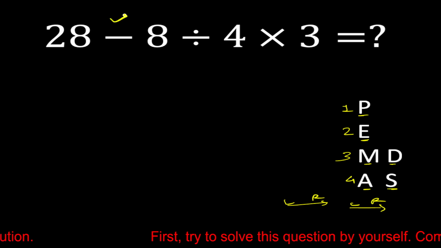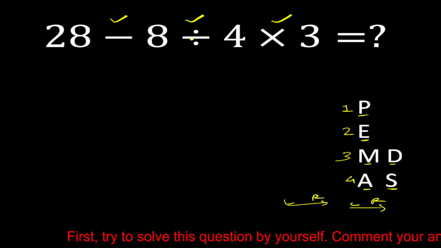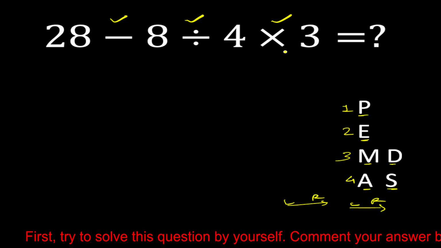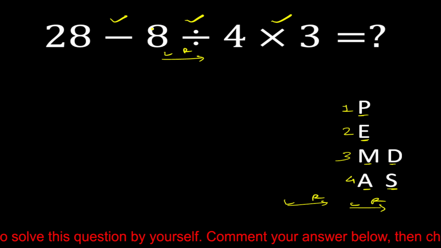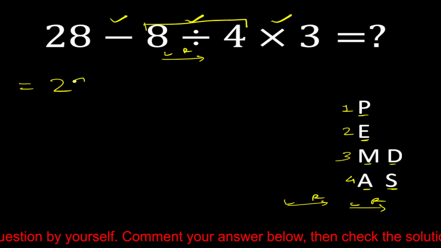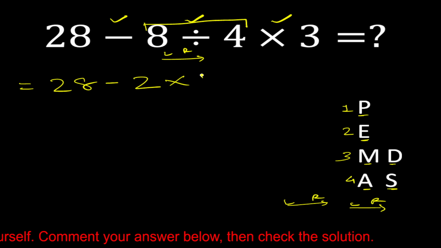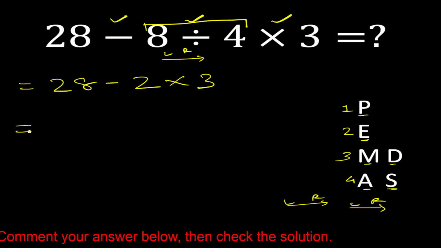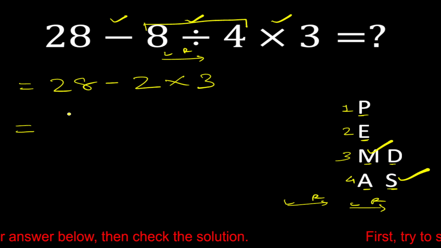In this question we have one subtraction, one division and one multiplication. So first we have to solve multiplication and division, and both have equal priority, so we have to solve it from left to right. So first we have to solve this division. Is equal to 28 minus, now 8 divided by 4 is equal to 2 multiply 3. Okay, so now first we have to solve multiplication, then we have to solve subtraction.